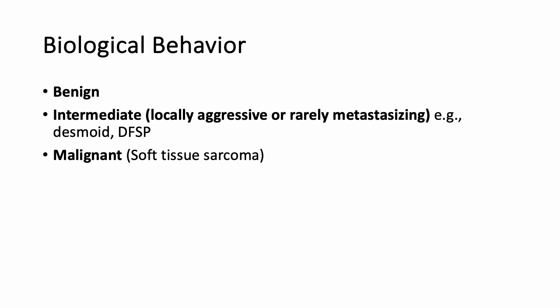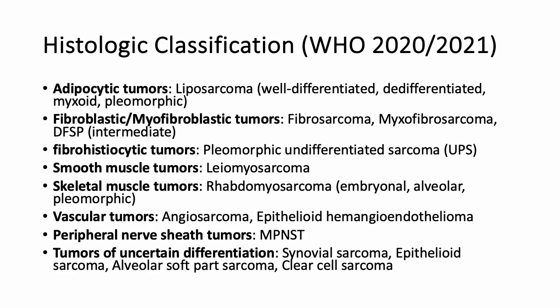There can be myriads of classifications, as we discussed in the last class, but very briefly it can be classified according to its biological behavior: benign, intermediate or malignant. Intermediate like desmoid tumors or DFSP, and then malignant like some liposarcoma, fibrosarcoma, hemangiosarcoma, and so on. Our treatment varies according to the behavior of the tumor. And there is also the histologic classification, which was presented in detail in our last class.